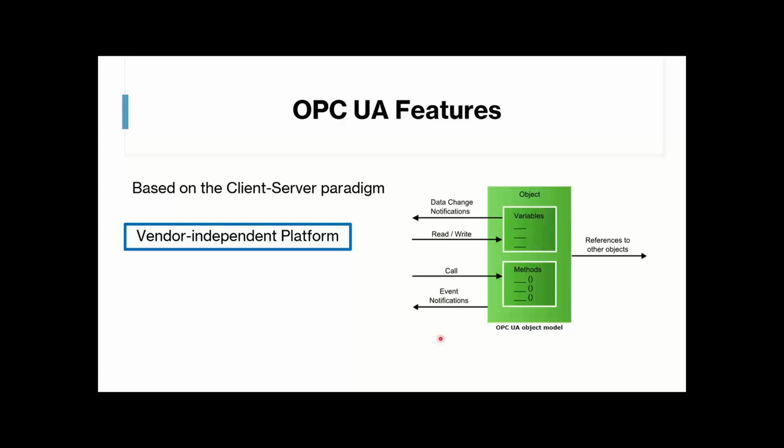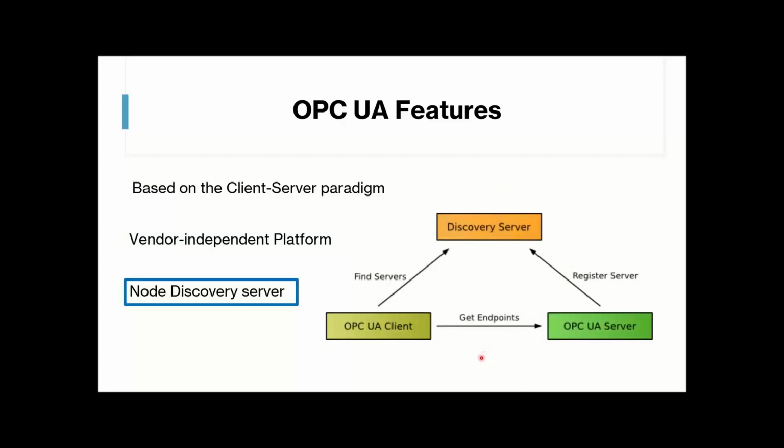OPC UA provides a simple information model, but the operator has the possibility to design its own information model. So at the end of the day, we can say that everything is open, and it is the operator that builds its own information model, objects, methods, variables, and so on. Finally, for the discovery of the service inside the network, there is a discovery server.